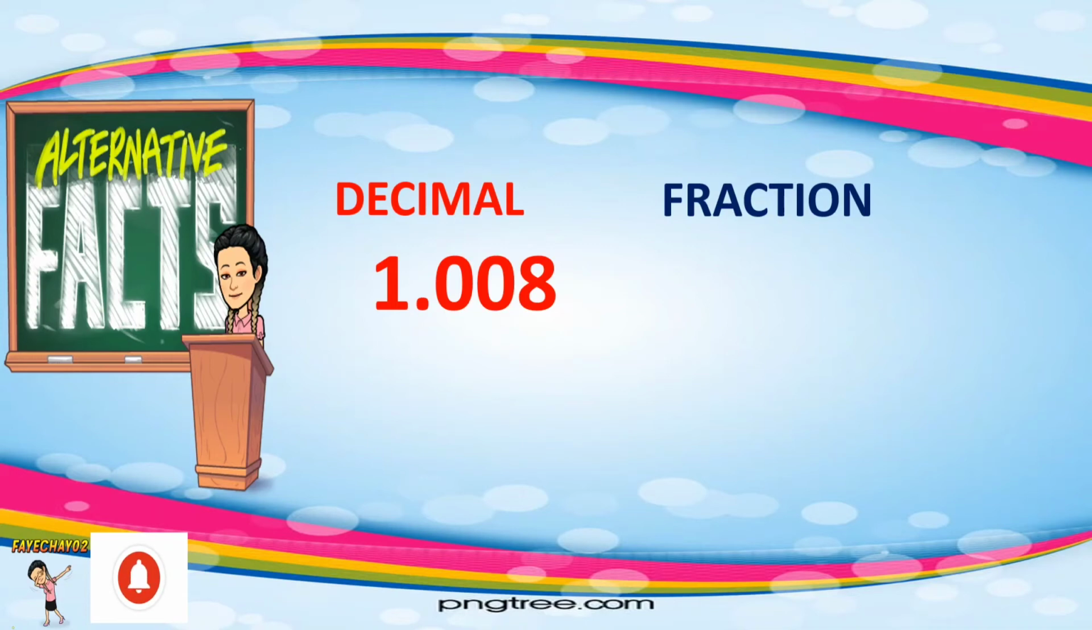Another one, we have 1 and 8 thousandths. So again, we write first the whole number, which is 1, and 8 will be the numerator. Since the smallest place value is thousandths, the denominator is 1000. So 1.008 in fraction is 1 and 8 thousandths.